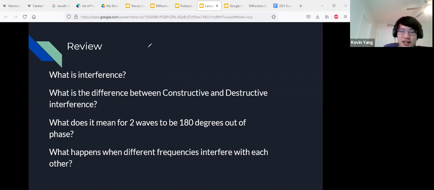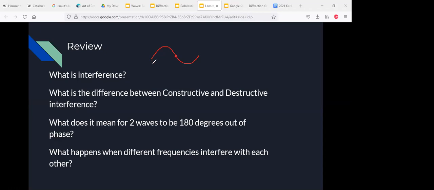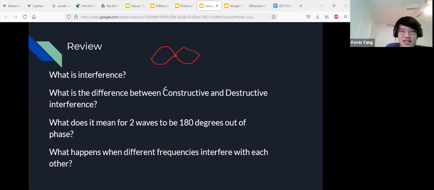Okay, so the degree measure of how many degrees out of phase something is, kind of like in a circle we have 360 degrees, right? So in a wave you can consider, they're opposite. They're exactly destructive. Yeah, it's exactly destructive, right? So for two waves to be 180 degrees out of phase, they're kind of opposite of each other.